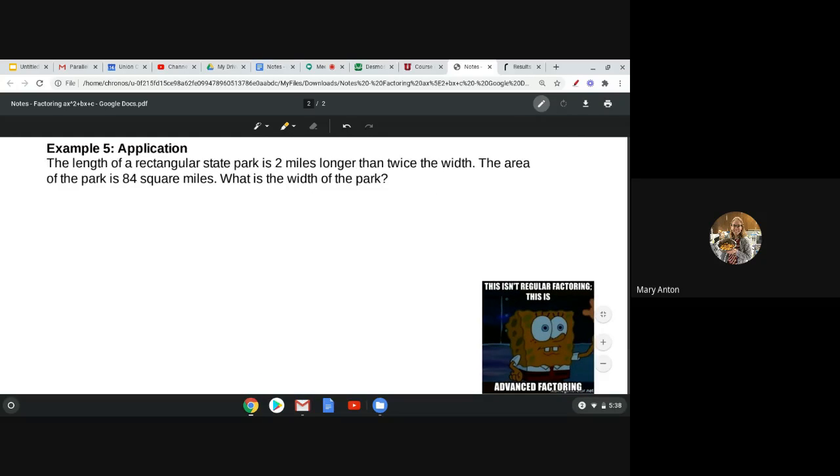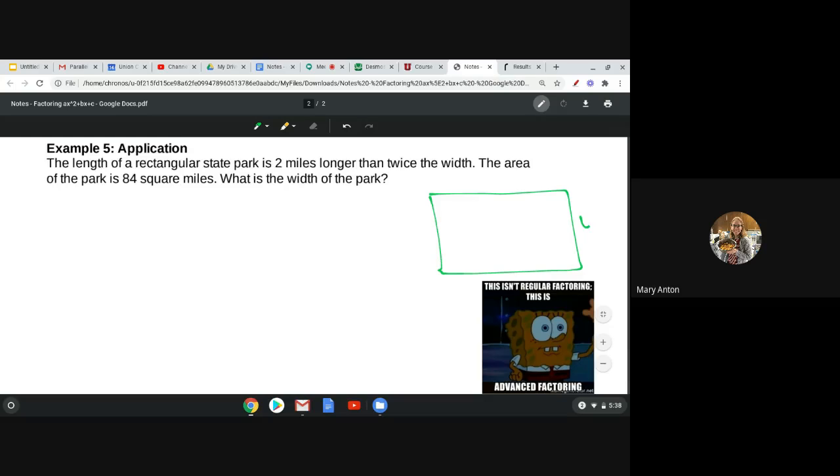Let's take a look at this last example, and then this will be it for this video. So the length of a rectangular state park is 2 miles longer than twice the width. The area of the park is 84 square miles. What is the width of the park? Alrighty, I'll get my green so we can draw this park. So this park is a rectangle.